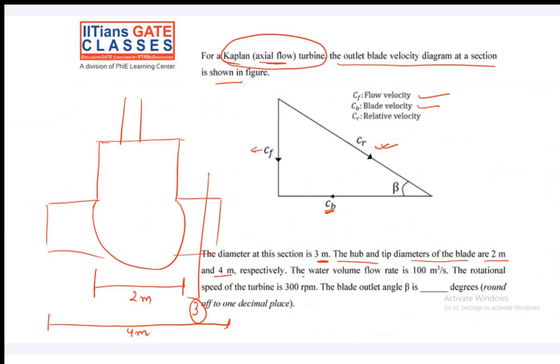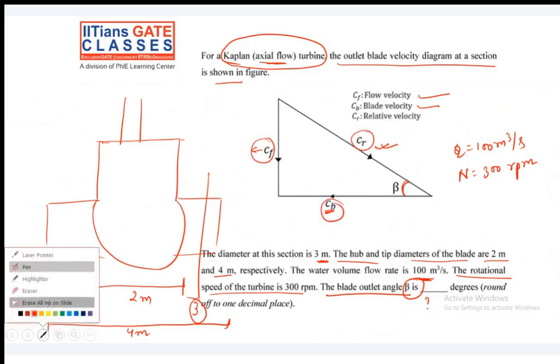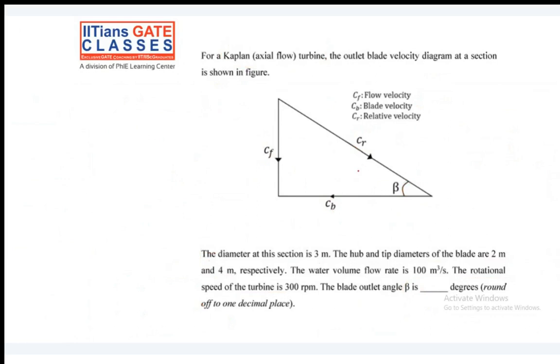Then it says that the water volume flow rate is 100 meter cube per second. That means Q value is directly given. The rotational speed of the turbine is 300 rpm. That means N value is also given to us. And then it says that the blade outlet angle beta, this is what? That means this angle they are asking about. For this angle, at least I need two of these values, then only I will be able to find it. So let us see which value we can easily reach.